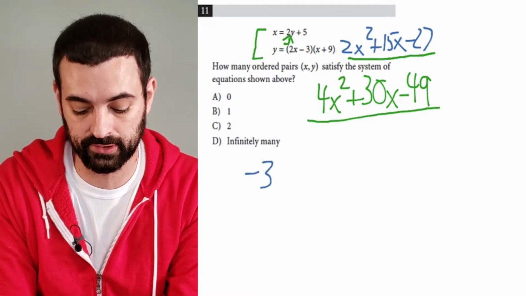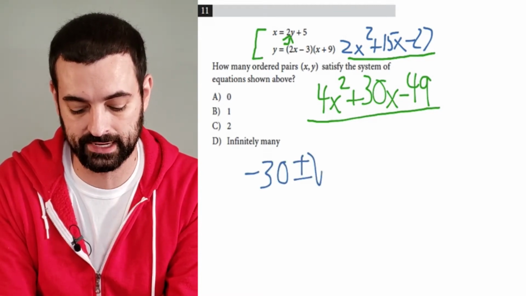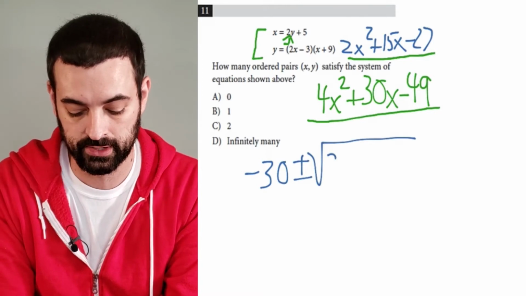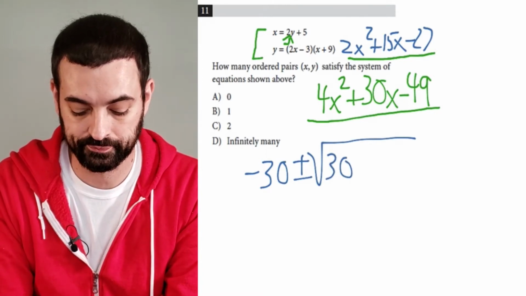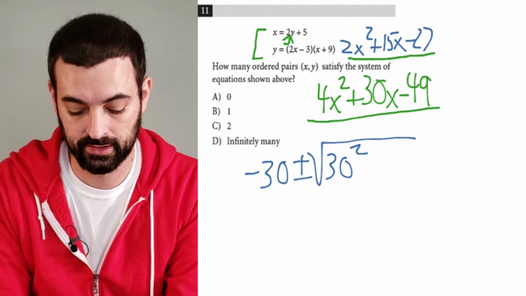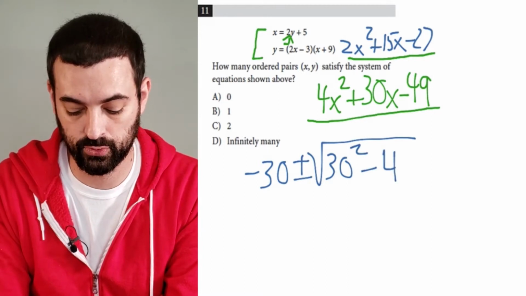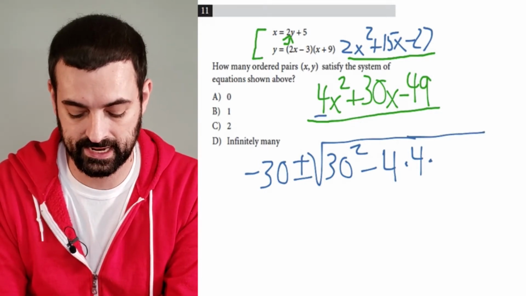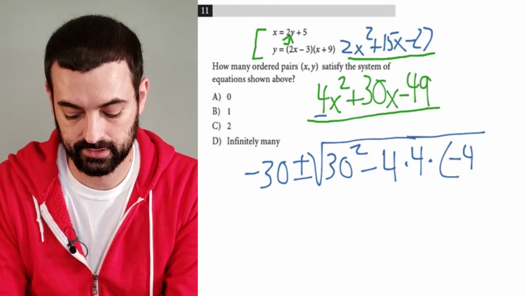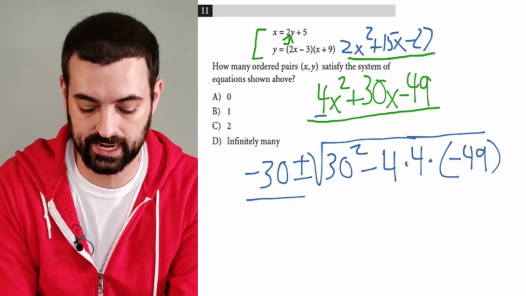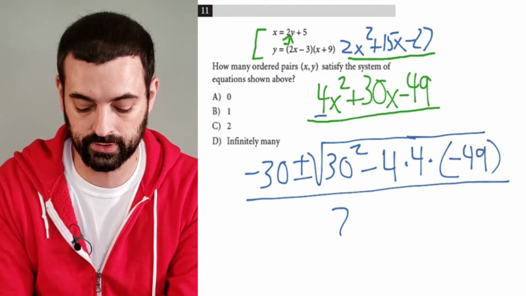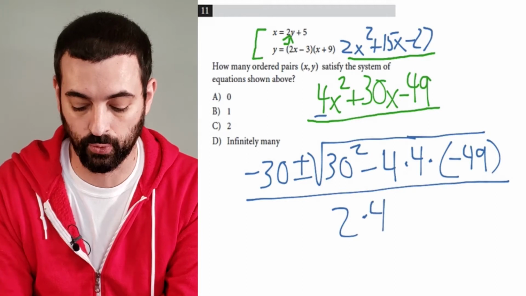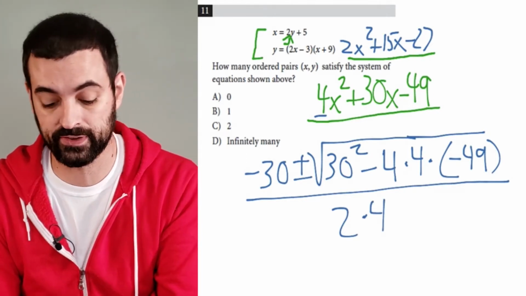Minus 30, 30 is my b term, plus or minus the square root of 30 squared minus 4 times 4, 4 is my a term, times negative 49 all over 2 times 4. That's a lot of big numbers, and I know it feels scary.